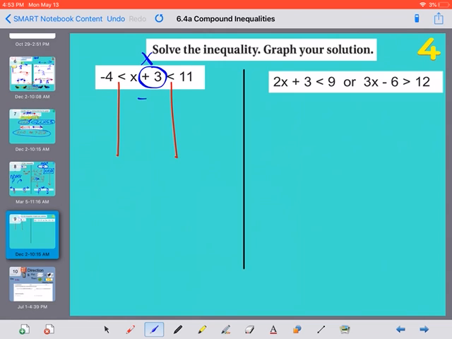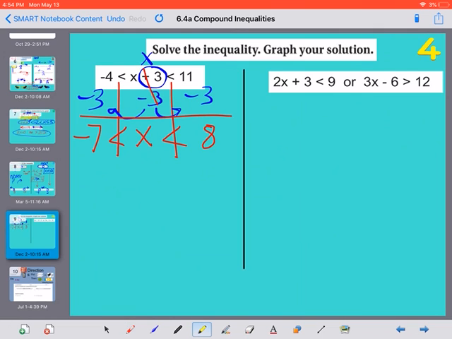So I'm going to subtract 3. But if I subtract 3 from the middle, I need to subtract 3 from both sides as well. Subtract 3, subtract 3. So those eliminate, and I have x. Here, -4, -3, same sign, add and keep, that's -7. And here, 11 minus 3, 11, 10, 9, 8.